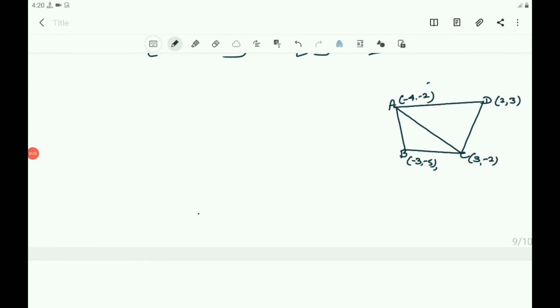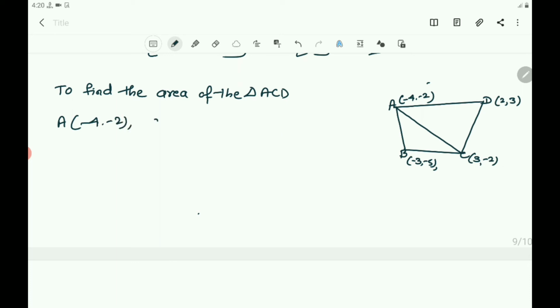To find the area of the triangle ACD, here A is a point with the coordinates minus 4, minus 2, C is a point with the coordinates 3, minus 2, and D is a point with the coordinates 2, 3.